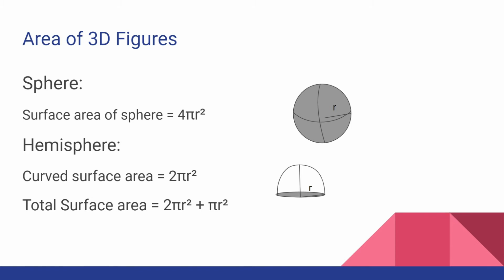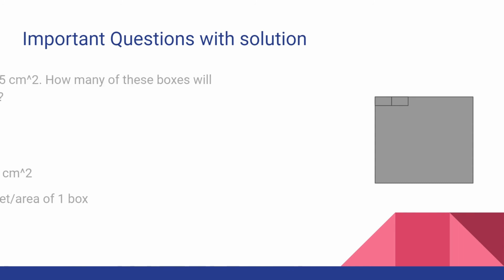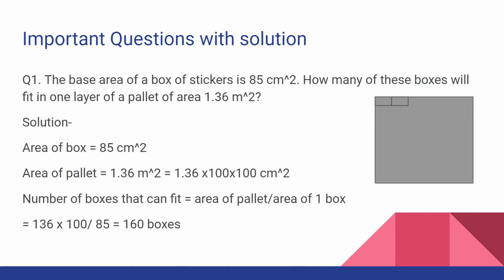Moving on to the important questions. First question. The base area of a box of stickers is 85 cm square. How many of these boxes will fit in one layer of a pallet of area 1.36 meter square?